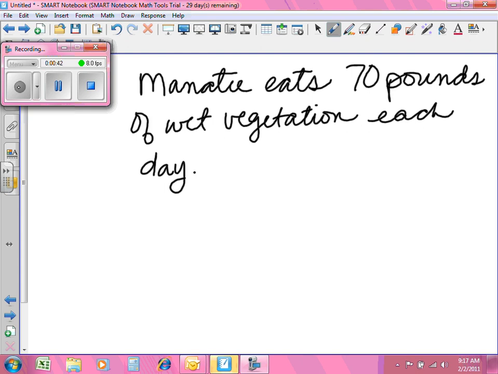All right. A manatee eats 70 pounds of wet vegetation each day. So what we need to do is make a table to show the relationship between the number of pounds that the manatee eats in D number of days.